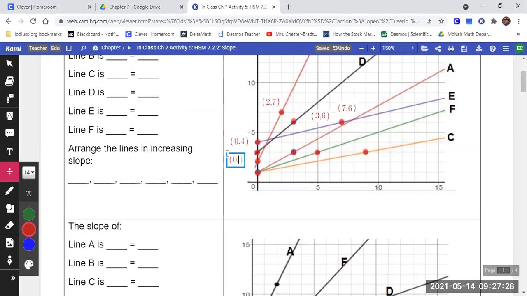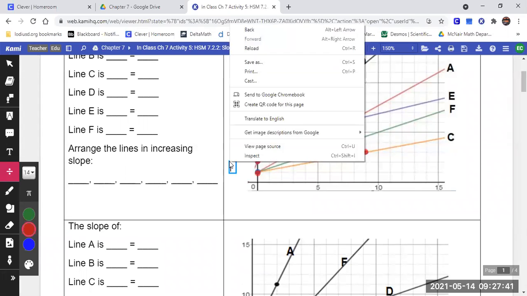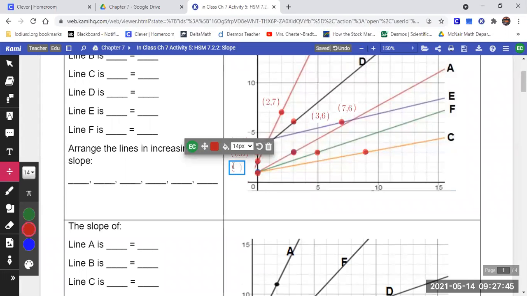So remember, whenever we're just straight up, we're 0, comma. If we're just sideways, we're number, comma, 0. Okay. So if we're on the X line, the number comes first and the 0 comes second. But if we're on the Y line, the 0 comes first and the number comes second.